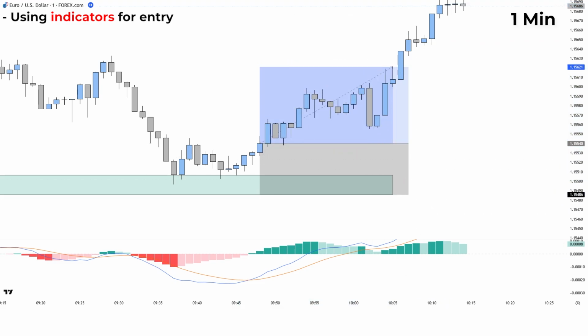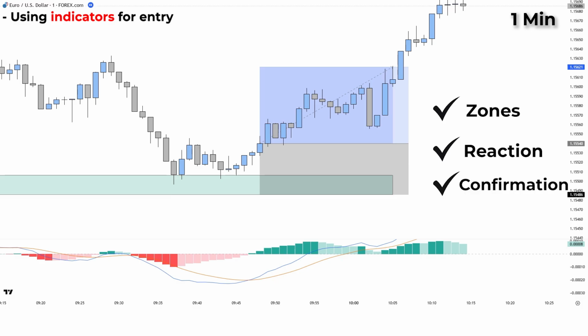To apply this method consistently, the process is simple. Identify a strong demand or supply zone on the 15-minute chart. Wait for the market to reach it and show a positive reaction such as a rejection or reversal, and finally, confirm the entry with a MACD crossover. This approach helps align trades with institutional activity, giving a stronger edge in the market.